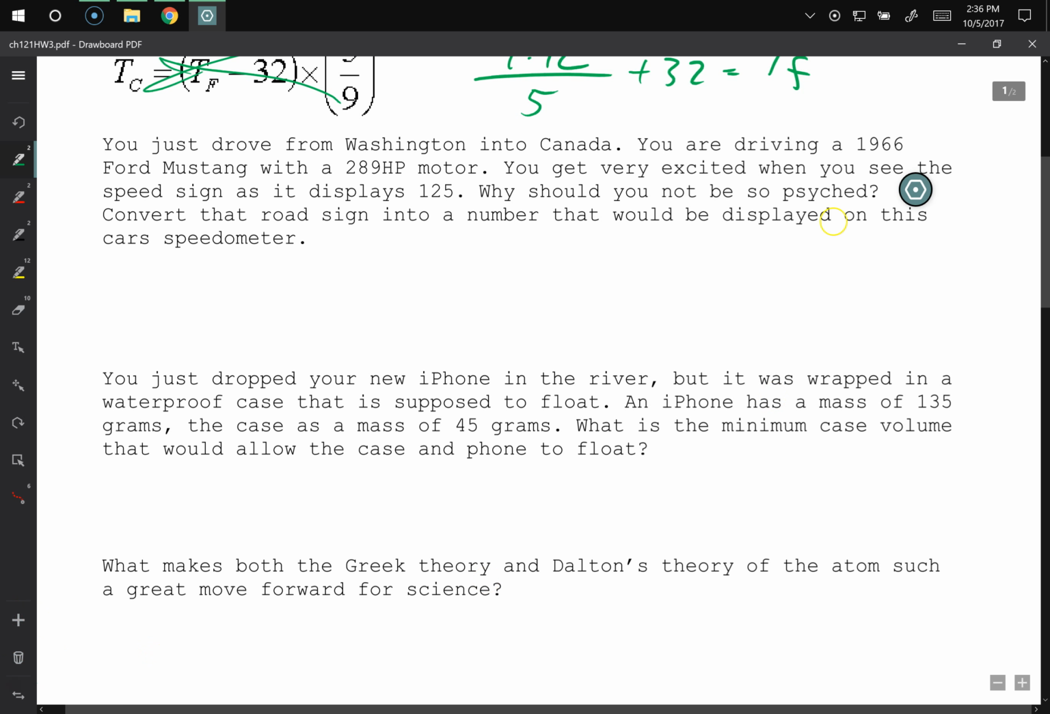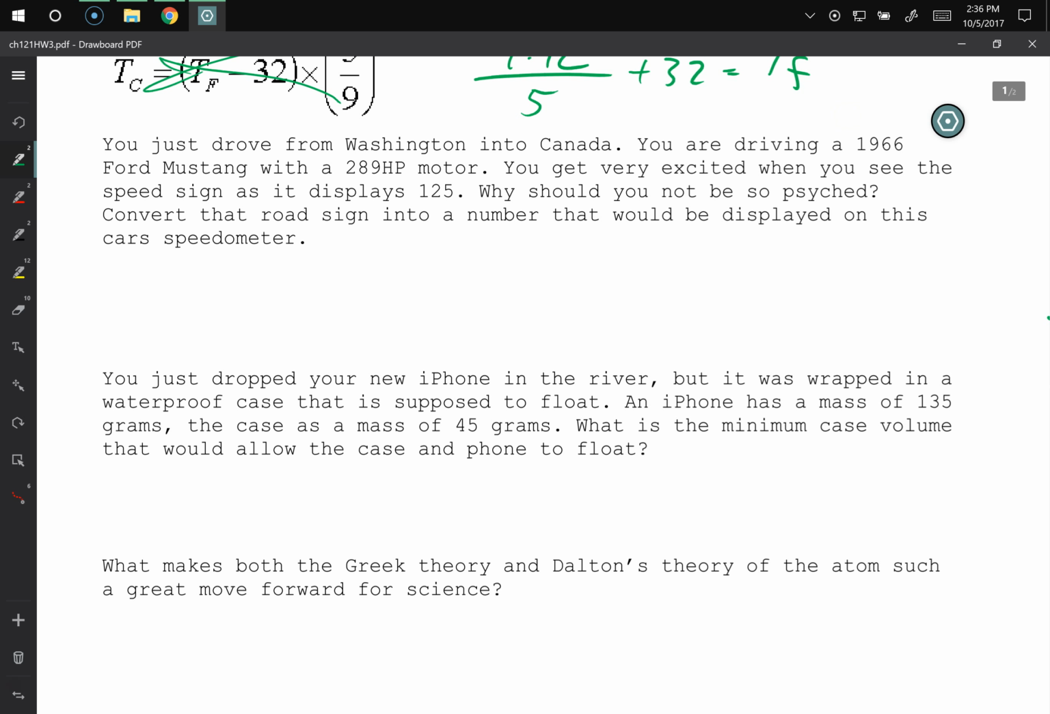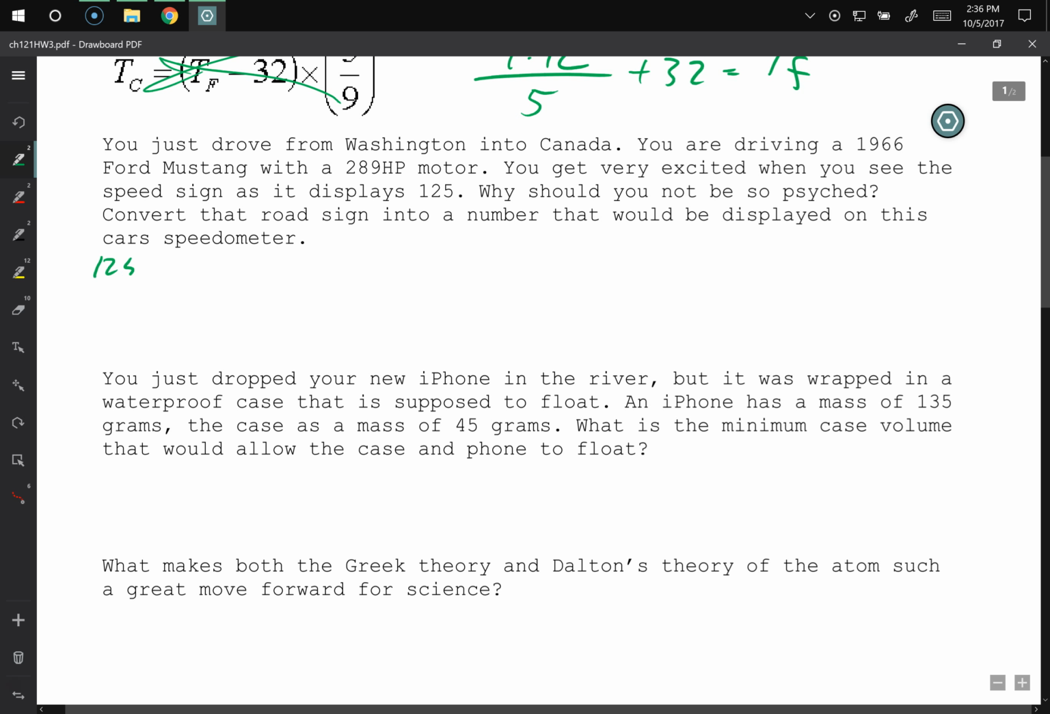Okay, how about this next one? Are you all excited? For America, sure. Unless you live in Montana, still kind of fast. But it's not super fast. We're not talking 125 miles per hour. So since you're in Canada, it's kilometers per hour. So 125 kilometers per hour.